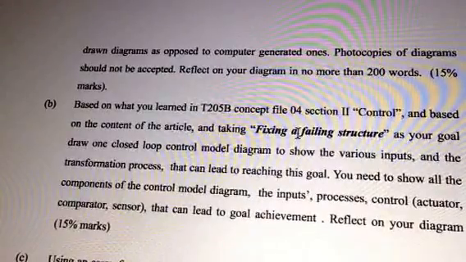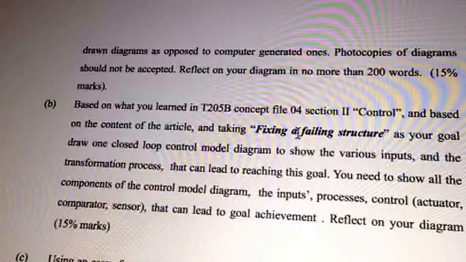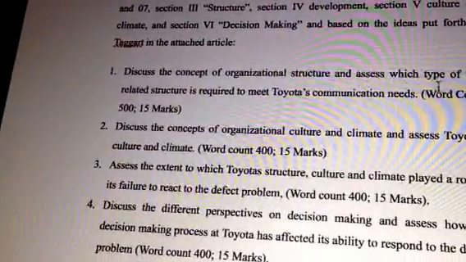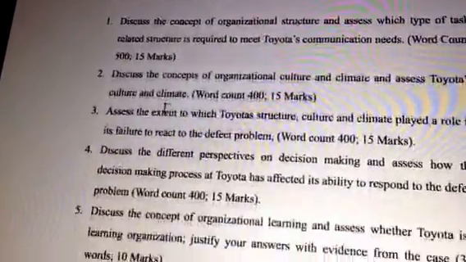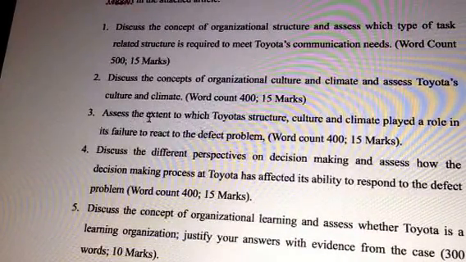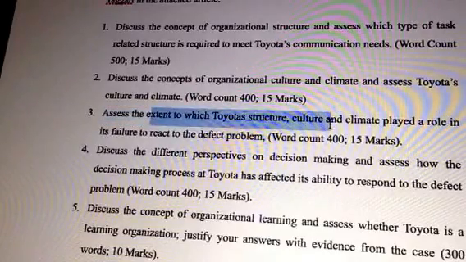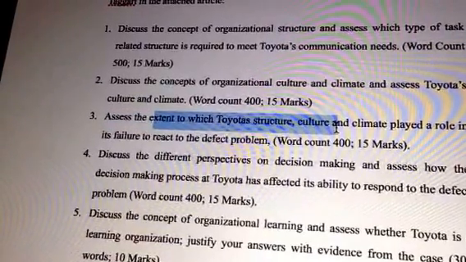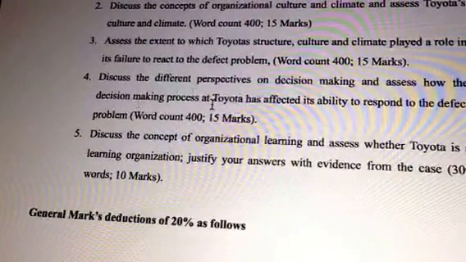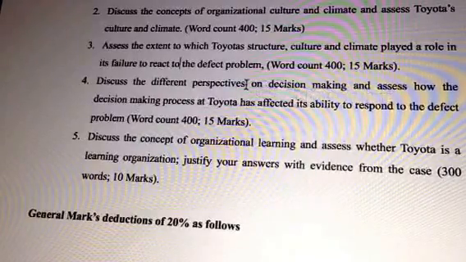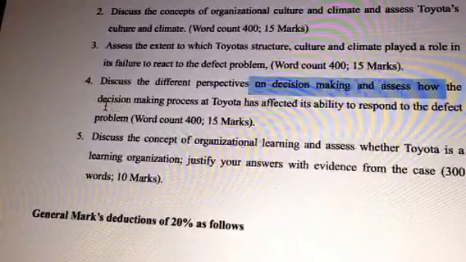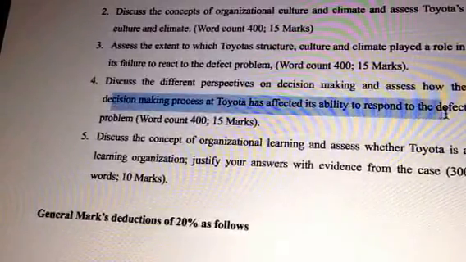And there is another question about the slacks. Here it is. Structure: assess. I just answered this. And this one, the concepts here: assess the extent to which Toyota's structure, culture, and climate. We just talked about it. And here it is: discuss different perspectives on decision making. Assess how the decision-making process at Toyota has affected its ability to respond.